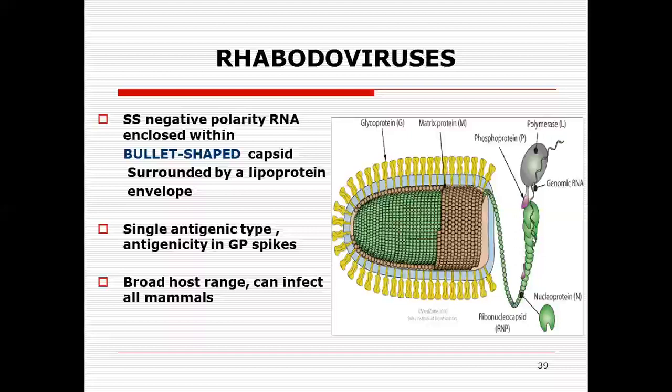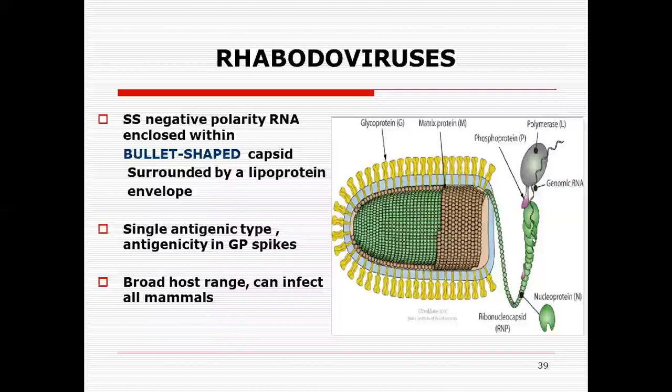The viruses of this group have just a single antigenic type. This means there are no sub-variants of these viruses. There is one type of antigenicity, and this antigenicity is in the glycoprotein spikes. This glycoprotein, if you look at this, is the outermost layer. The outermost, this is what we call the glycoprotein layer. This is the matrix. And this is how the nucleoproteins, the ribonucleic acid of the RNA virus, are shaped like a bullet.